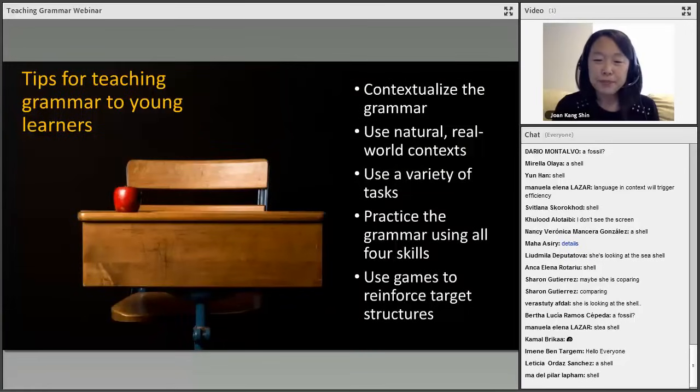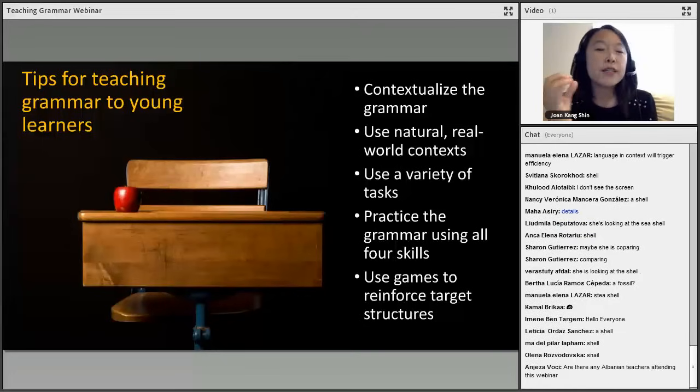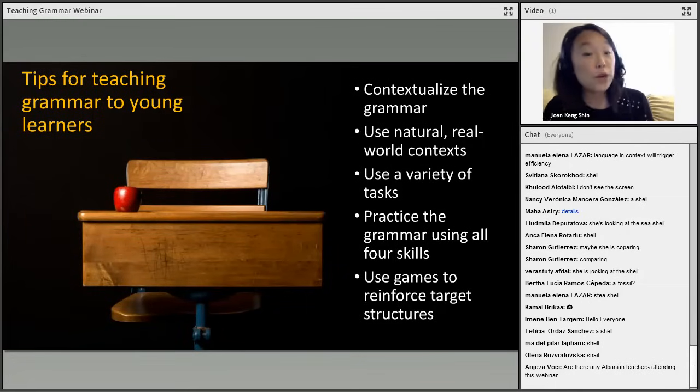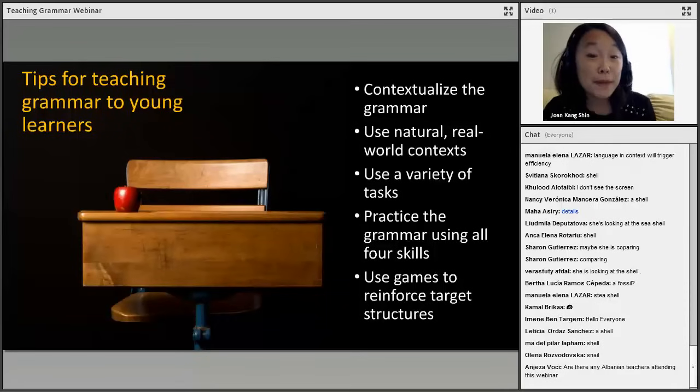So here are some tips for teaching grammar to young learners, and we've talked about it all. First, very important then to contextualize the grammar. Okay, contextualize it. We're not teaching it explicitly, we're teaching it within a context. And hopefully, you're able to use natural, real-world contexts to try to make the language authentic.